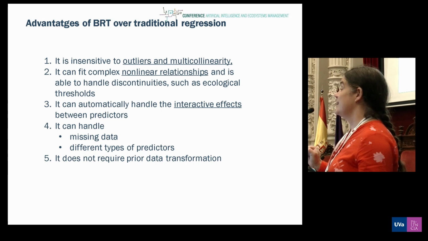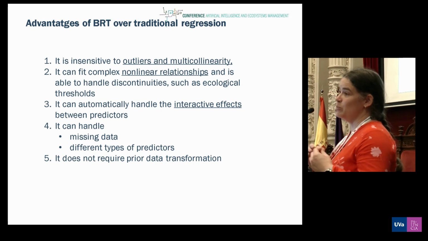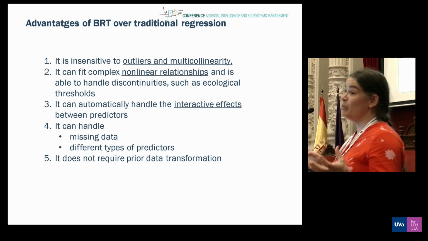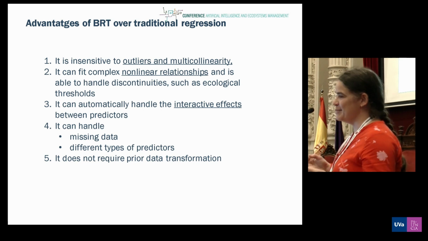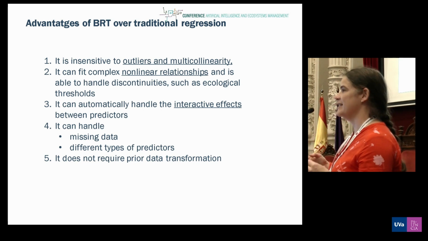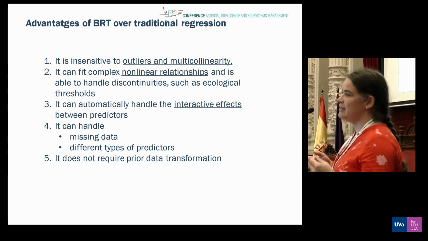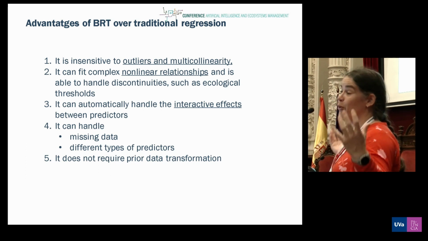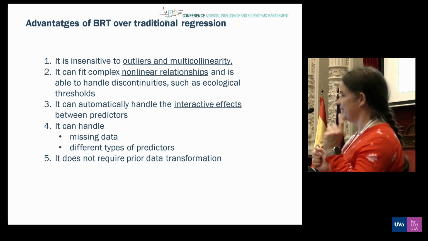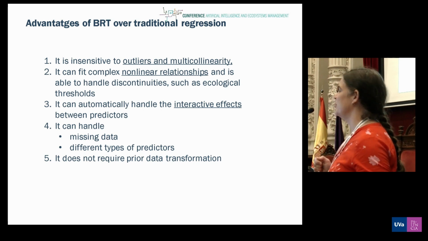So, nice things. It's insensitive to outliers and multicollinearity. We use all monthly means, right? There's a lot of collinearity between temperature and precipitation. There is also correlation between the different bands of Sentinel. There's a correlation in all the variables, basically, that we use. So insensitive to outliers is a plus, and multicollinearity.